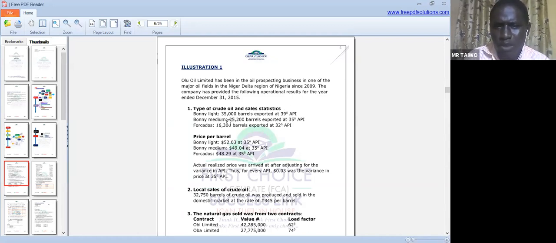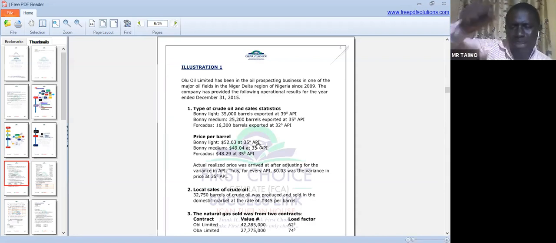If you look at the Bonny Medium, we sold 25,200 barrels at an API of 35 degrees, while the Forcados was 16,300 barrels exported at 32 degrees. Now, they also state the price per barrel. Look at the price per barrel. The Bonny Light, how much is the price? It's $52 at 35 degree API. You know, the standard API for this oil is 35 degree API.